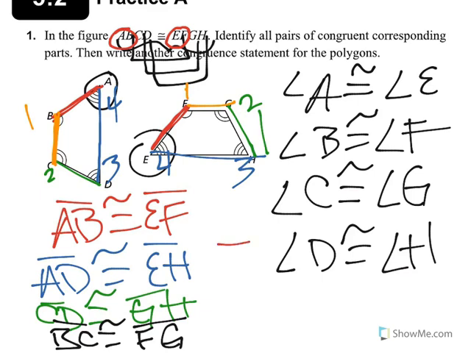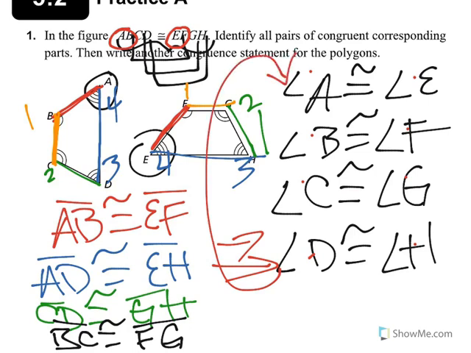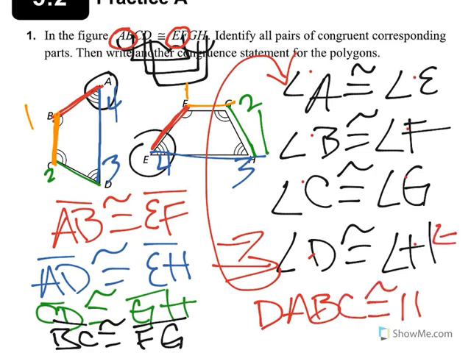So I'm just going to take a look at my angles over here. Notice my original congruent statement was ABCD is congruent to EFGH. So I'm just going to start at the bottom and then come around up to the top. So I can say DABC is congruent to HEFG. And there's more than one way you can rewrite this congruent statement.